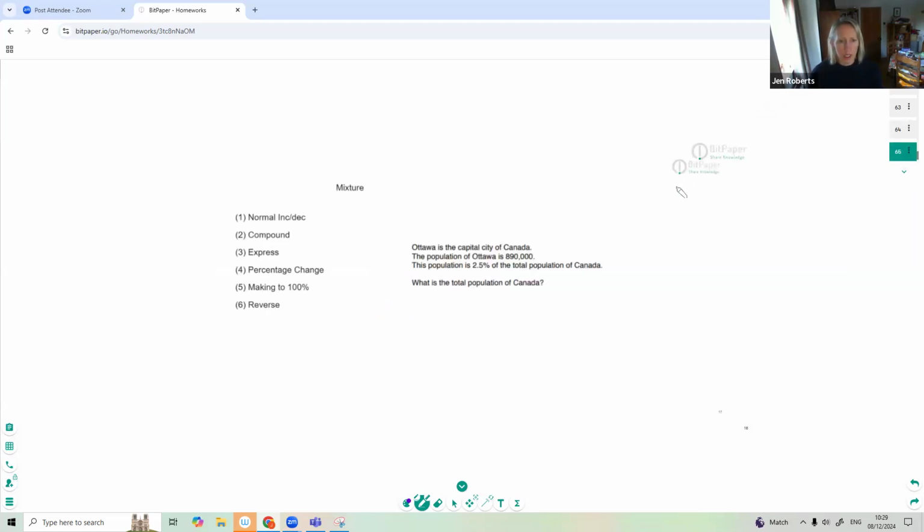Ottawa is the capital city of Canada. The population of Ottawa is 890,000. This population is 2.5% of the total population of Canada. What is the total population of Canada? So this is making to 100% because you're given 2.5% is 890,000.